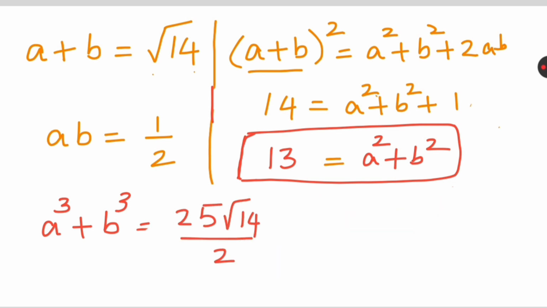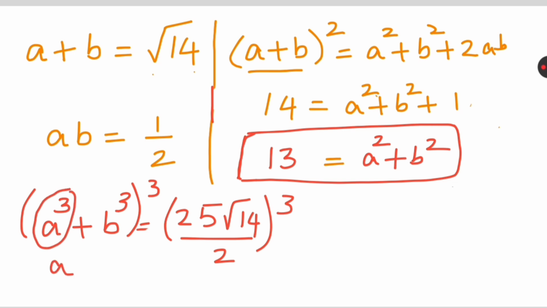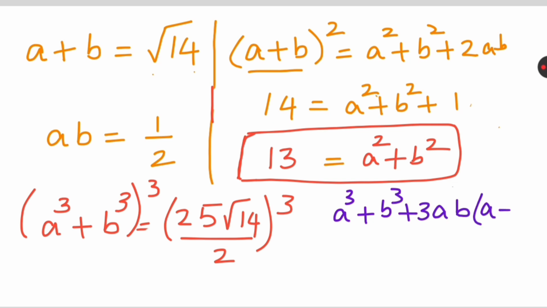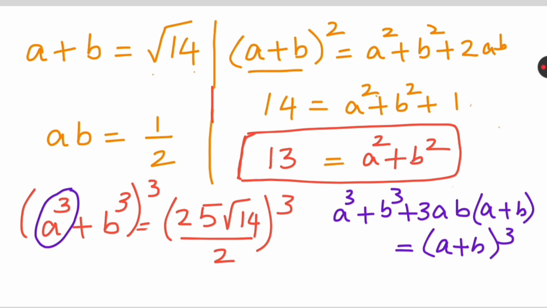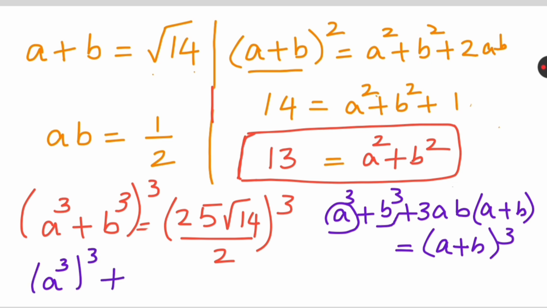If we do the cube on both sides, that means if you take this a³ as a and b³ as b, that is the (a + b) whole cube form. So let's write the (a + b) whole cube formula: a³ + b³ + 3ab(a + b). Here instead of a, I am going to write a³. So instead of a, I am going to take a³, and still we have power 3. So let's write power 3 plus the second term. We need to take b.